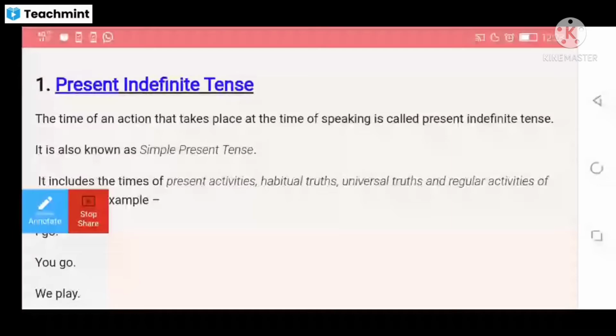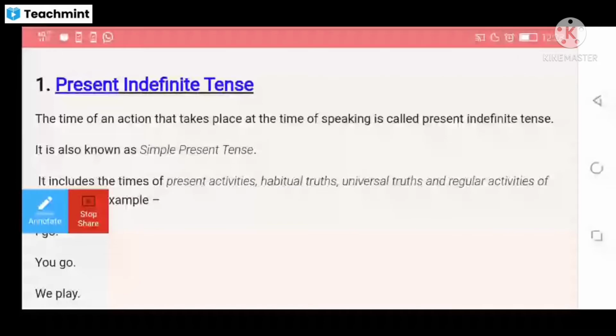Now see, it includes the time of present activities, habitual truths, universal truths, and regular activities of the present. So here this line is very important. Then what does it include? It says that it includes the time of present activities, habitual truths, universal truths, and regular activities of the present.